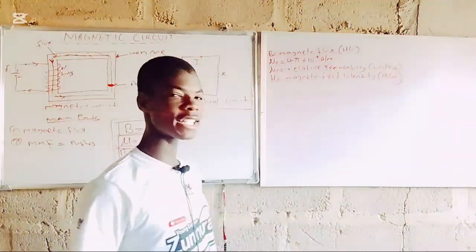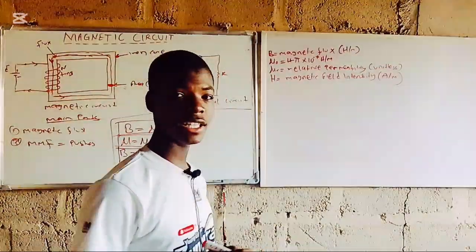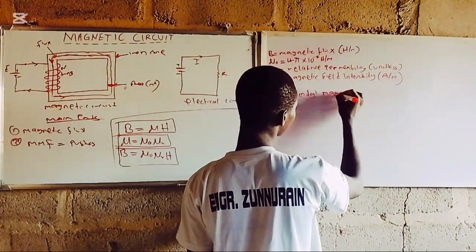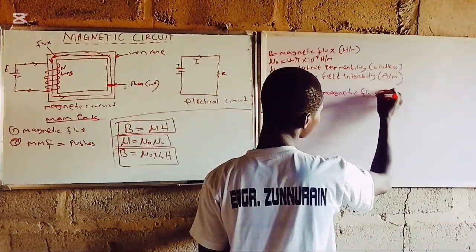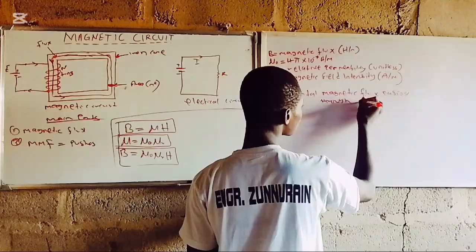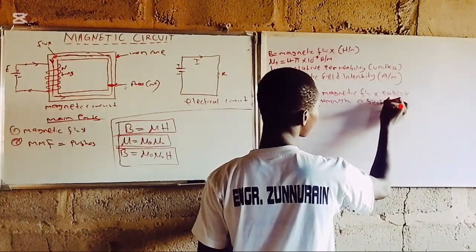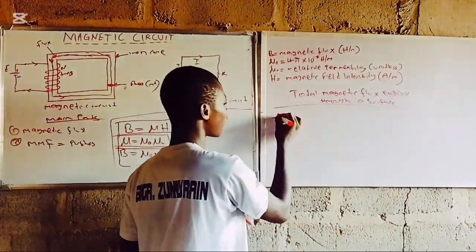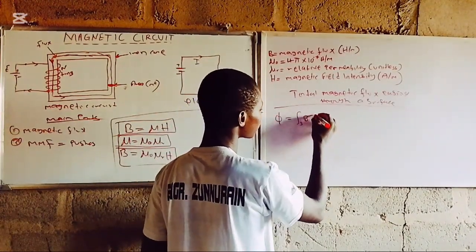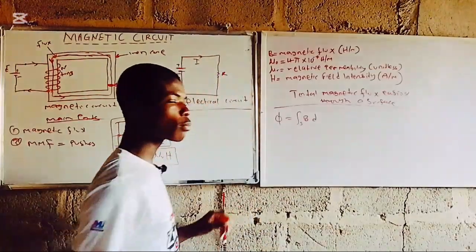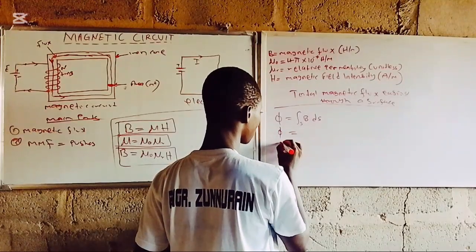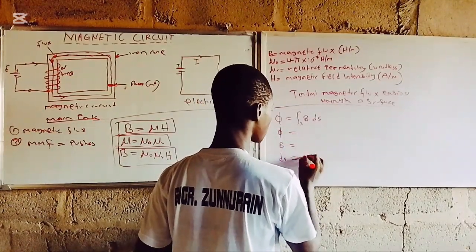And then we have the magnetic flux that is passing through a surface. We have the total magnetic flux passing through a surface. So it says the magnetic flux is the same thing as what? The integral of the flux density multiplied by the small surface area, which is ds.